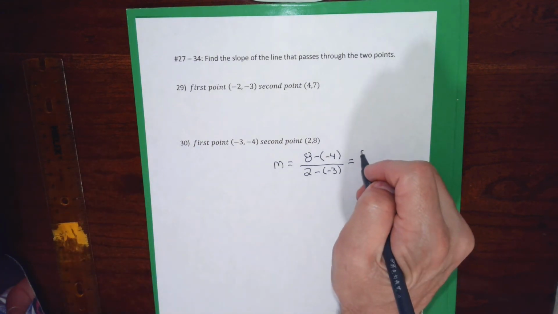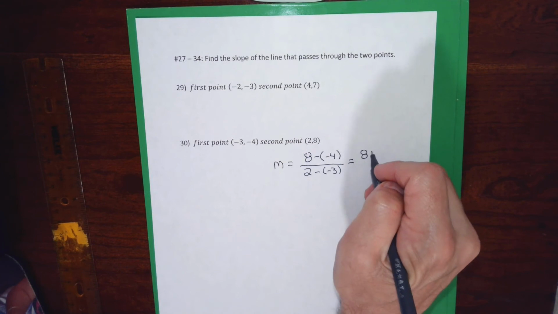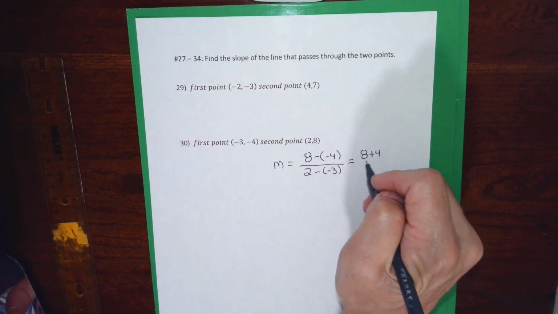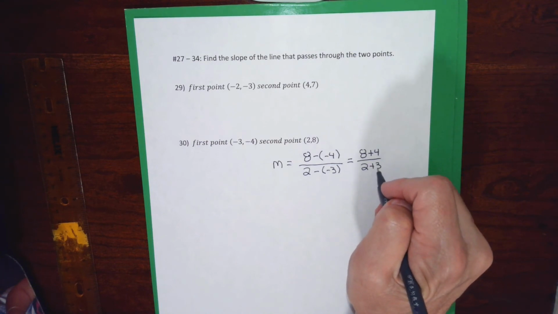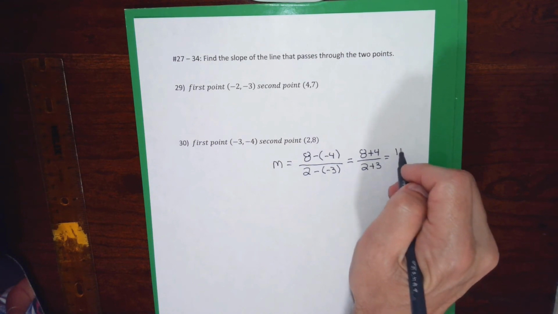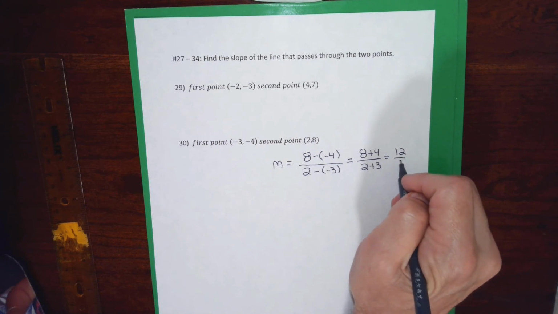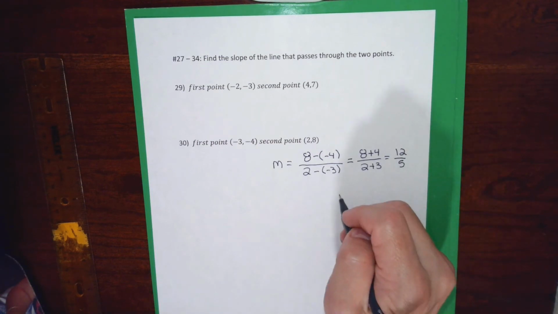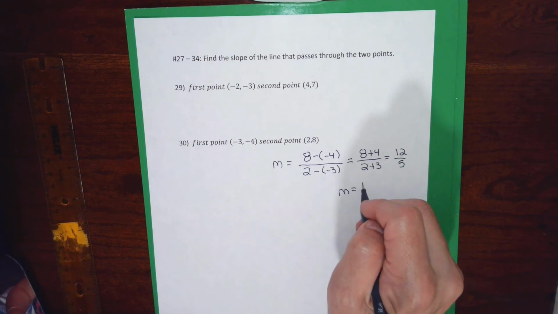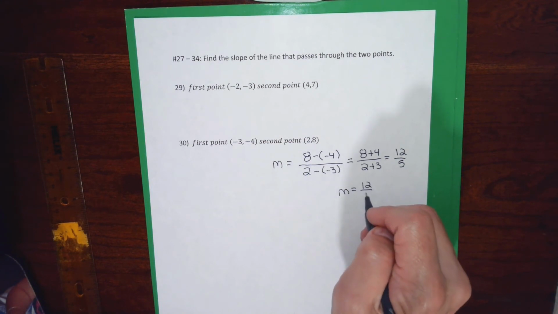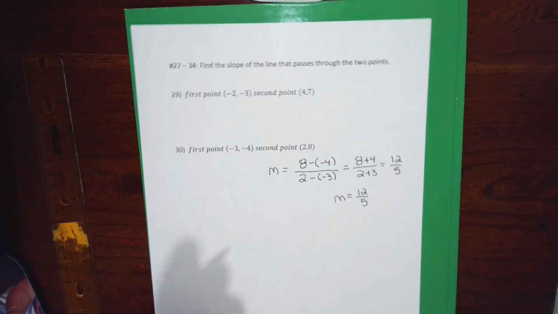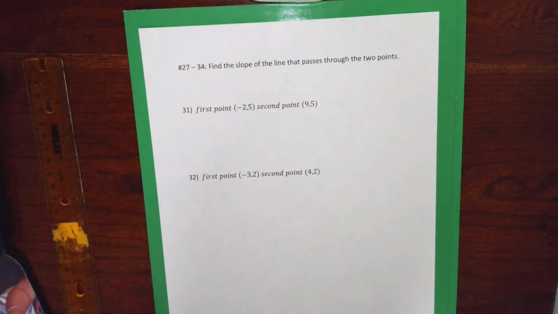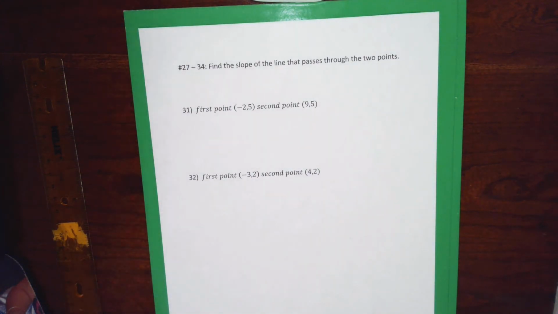I'm going to make both of the double negatives positive, so I'm going to rewrite the numerator as 8 plus 4, and the denominator as 2 plus 3. That's going to give me 12 over 5. The answer to problem 30, the slope of the line that connects those 2 points, is 12 over 5. And then we get the trick questions coming up in 31, 32, 33, and 34.